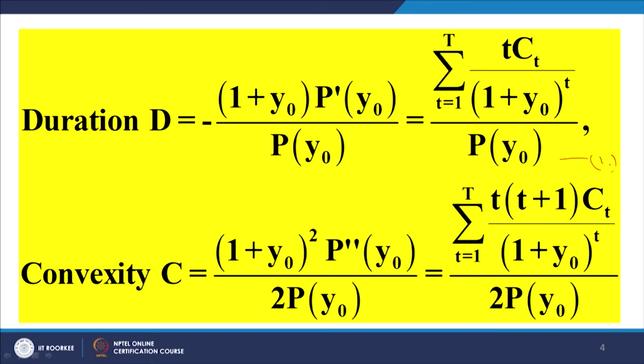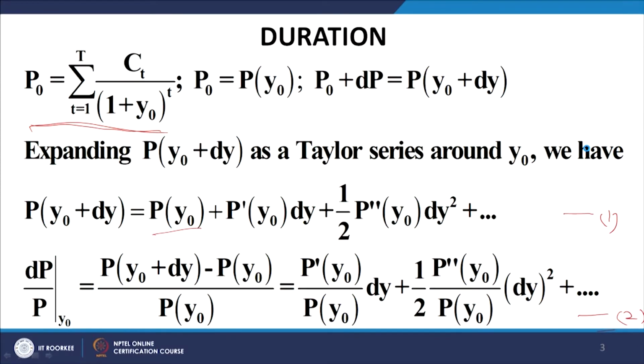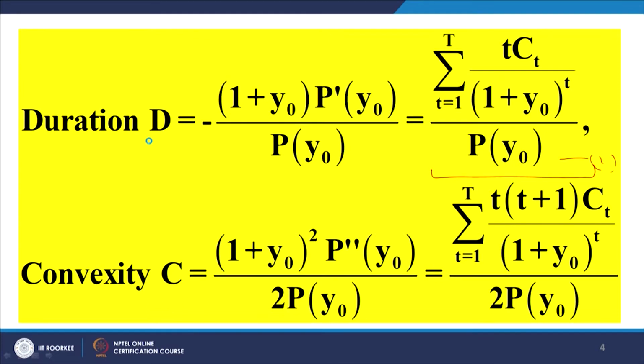Let me repeat, the numerator of this expression has been obtained by explicitly differentiating the expression in the round brackets here and then taking the value at y equal to y0. You differentiate the right hand side with respect to y and then take the value at y equal to y0. You get the numerator of the duration, and similarly you get the numerator of the convexity also.